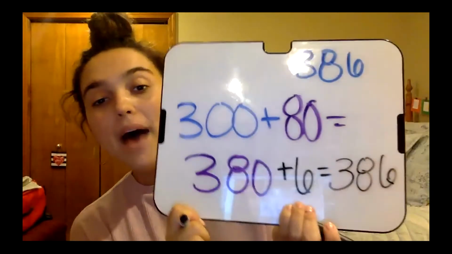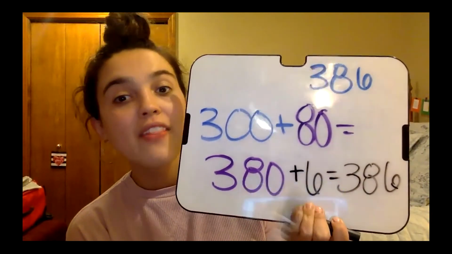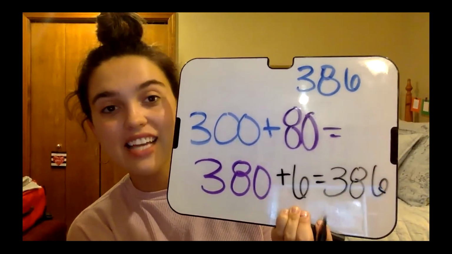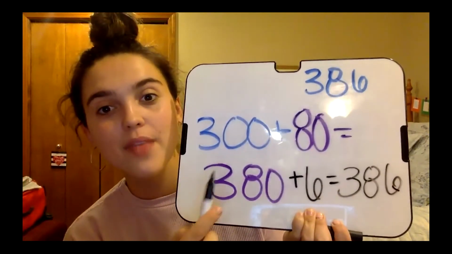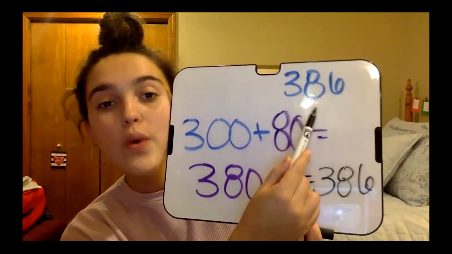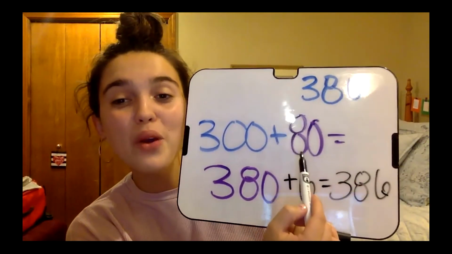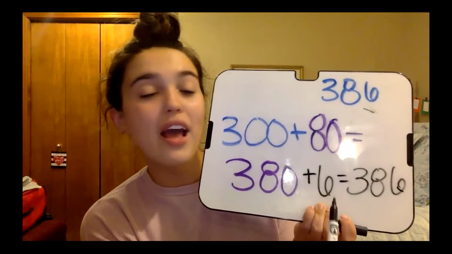386. So really all we're doing is taking apart these numbers, but when we add them back together in this way, it gives us the correct answer. So that's how we know that we're doing it correctly. So we said there are 300s, so we wrote 300. We said there are 8 tens, so we wrote our 80. And we said 6 ones, so we just wrote a 6.